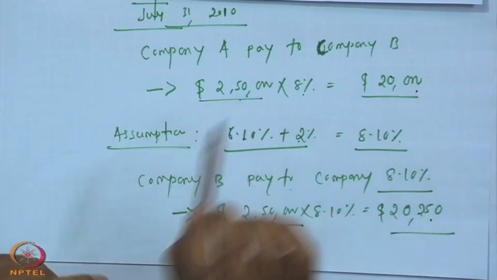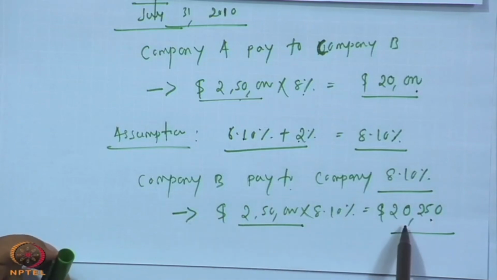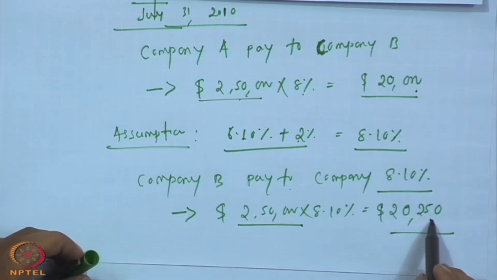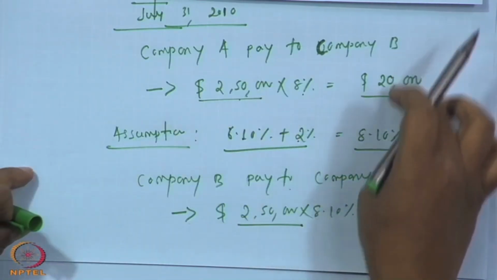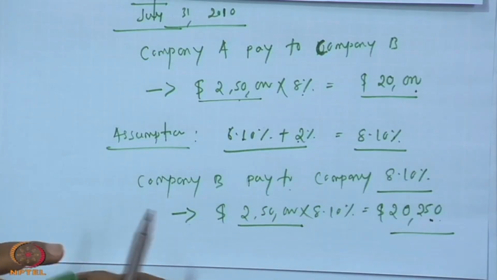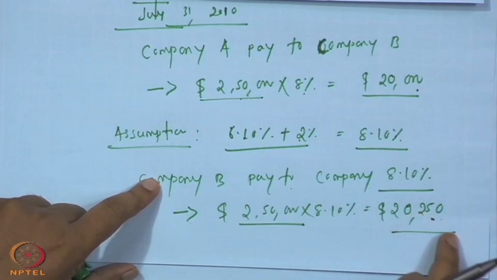So, actually payment will take place only by company B, because company B is supposed to pay more. So, company B will only pay $250 to company A, because here the net transaction will swap. The net amount is paid by whoever is supposed to pay more, company B is supposed to pay more to company A.